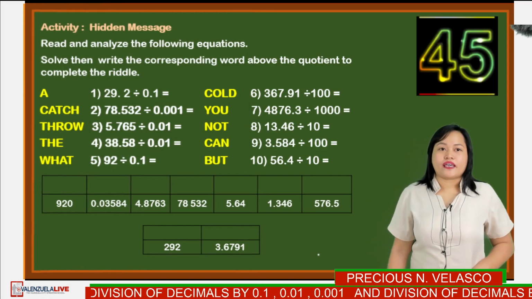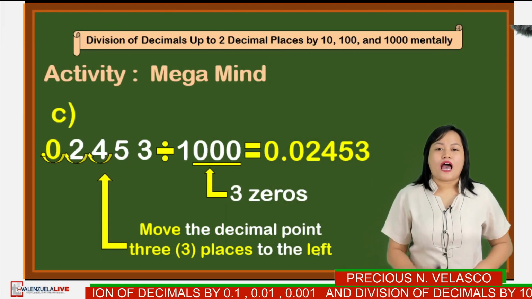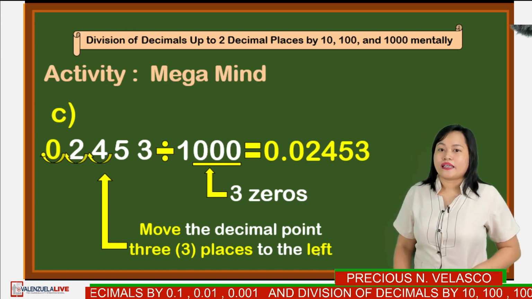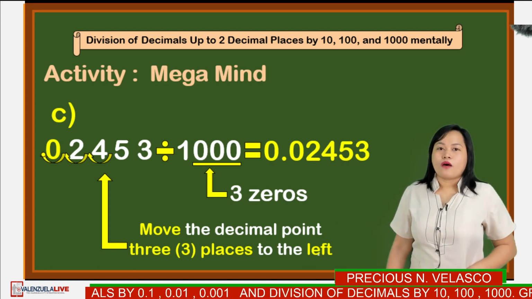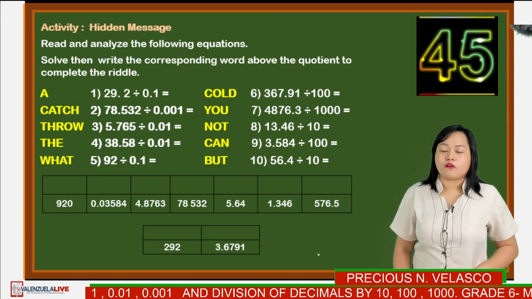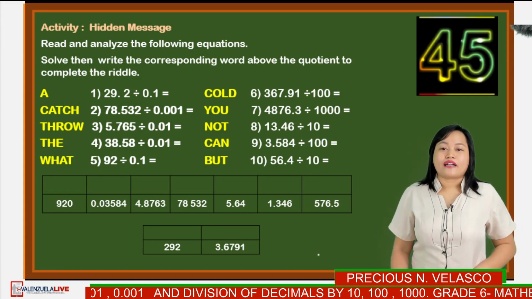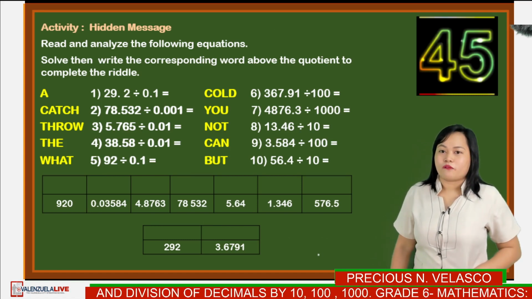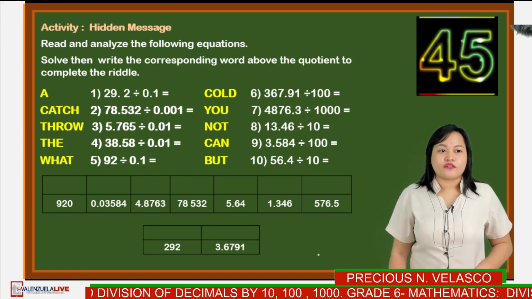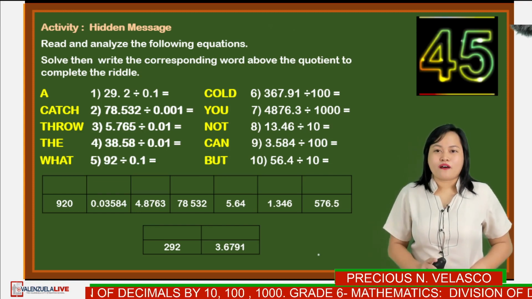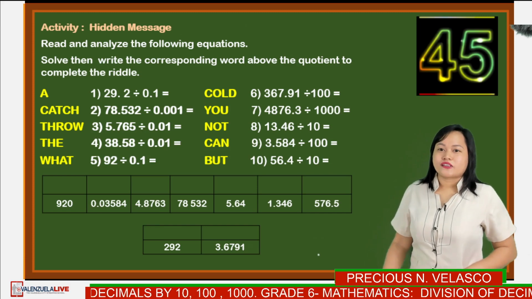Okay, so I think you are ready to have our last activity. And this activity is what we call the hidden message. What you're going to do is to solve and choose the quotient from the box and then write the word in the correct place to complete and answer our riddle. You will be given 45 seconds to do that. Are you ready? Of course you are. You are born ready. So let's start.